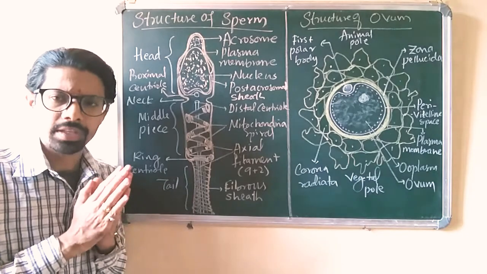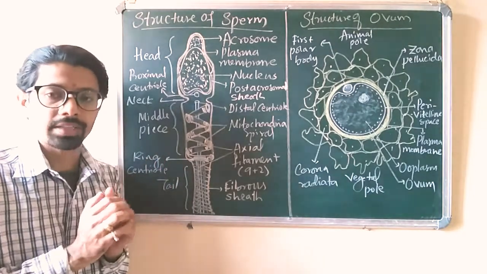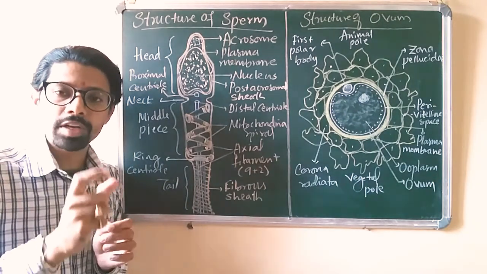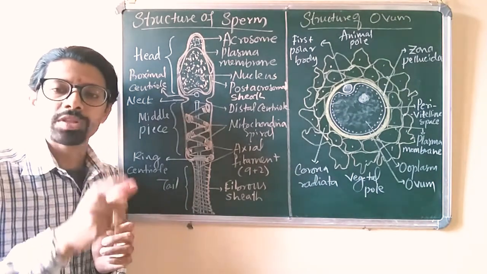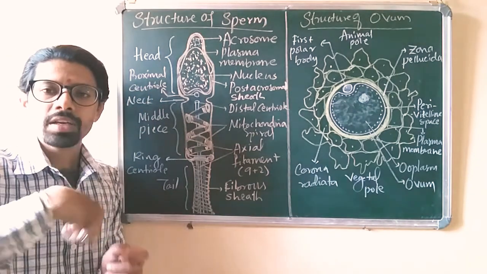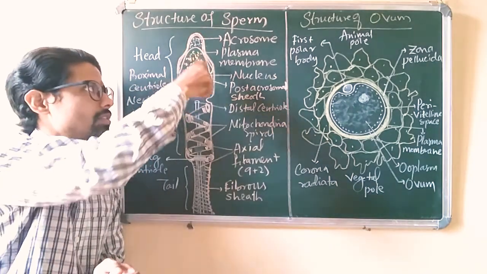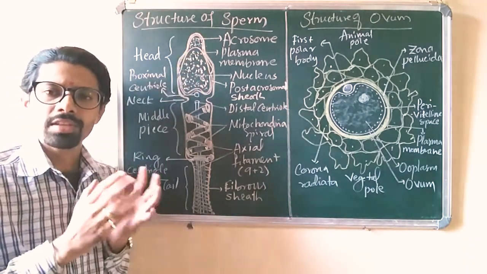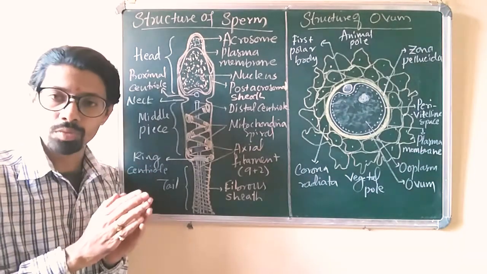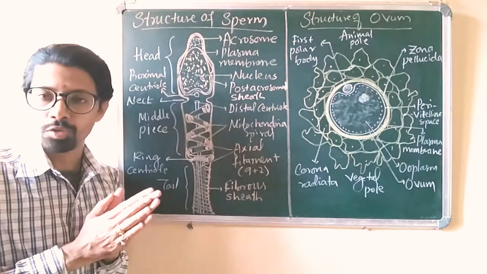What enzyme does it contain? The class of enzyme is hydrolytic enzyme. The name of the enzyme is hyaluronidase. Hyaluronidase is the name of the enzyme which is present inside the acrosome. Just below the acrosome, you have the large nucleus. You can see this is the large nucleus. Now this nucleus is haploid in nature, containing only 23 chromosomes, that is a half set of chromosomes.